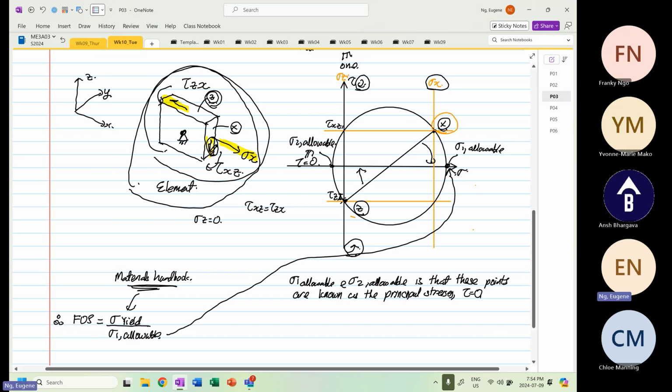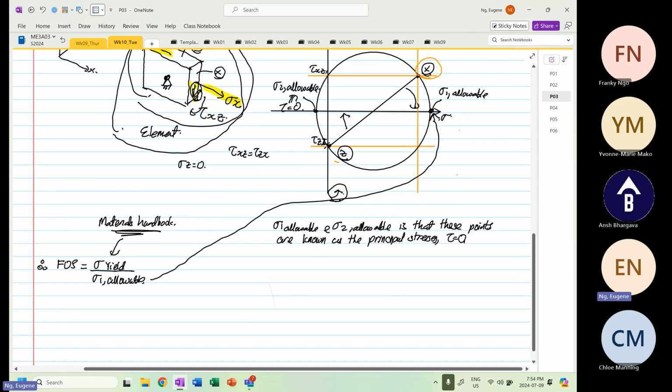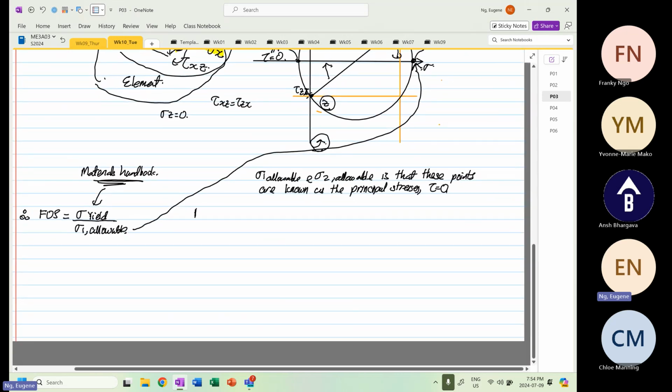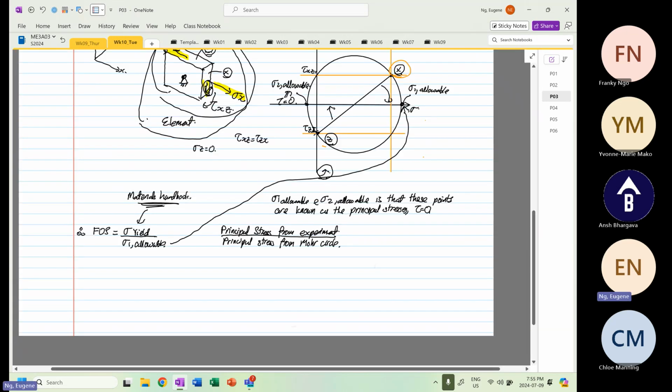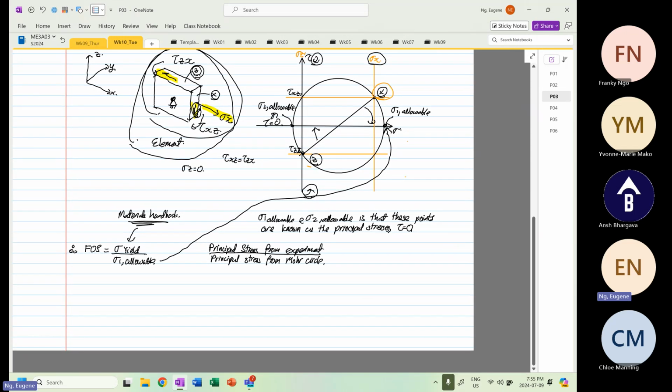Okay, so over here at the top we also have the principal stress from experiment. Then we divide by the principal stress from Mohr's circle, right? Then you can determine the factor of safety.